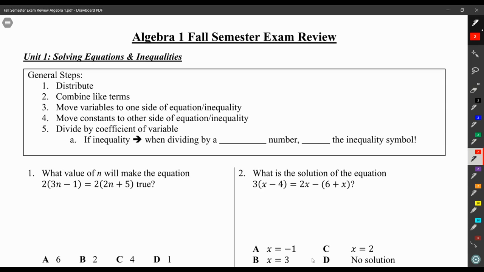Algebra 1 Fall Semester Exam Review. So the first unit is solving equations and inequalities. So we've got 5 general steps.